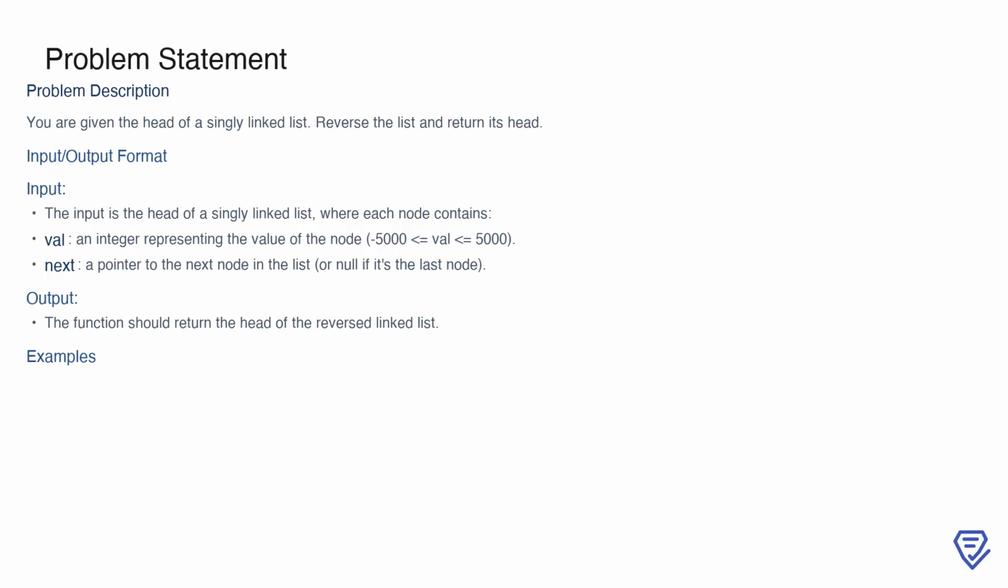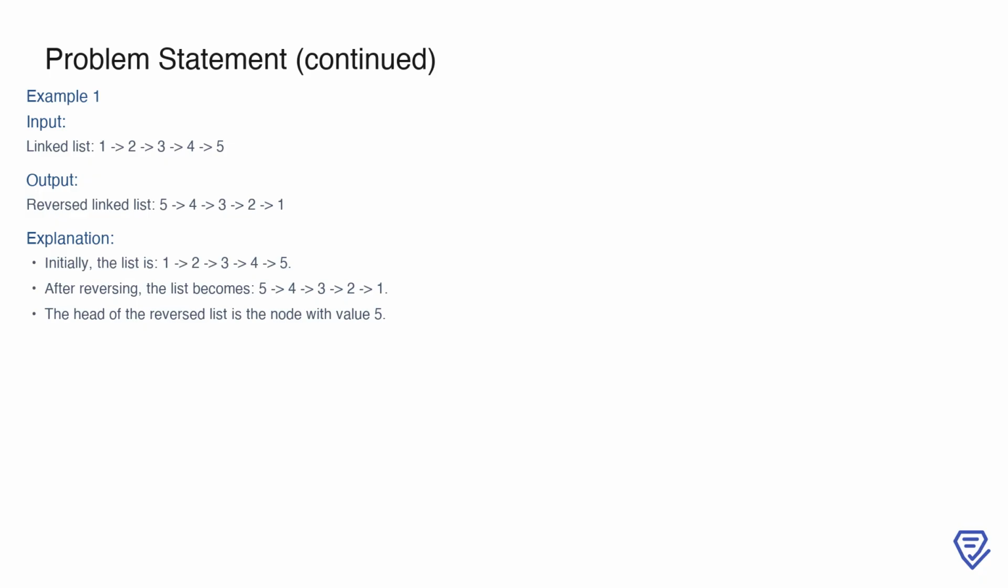For the output, after reversing the linked list, the function should return the updated head of the list, which now points to what was originally the last node. This forms the basis of the input and output expectations for the problem. Let's look at an example to better understand the reversal process.